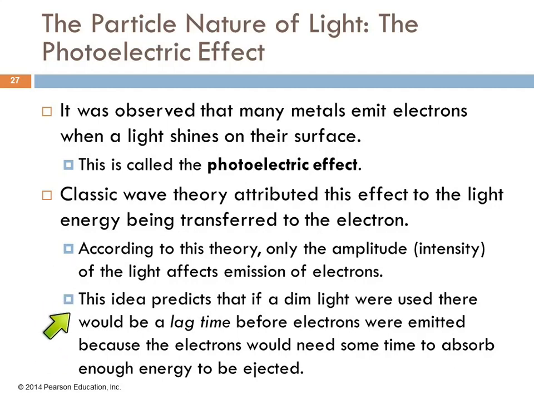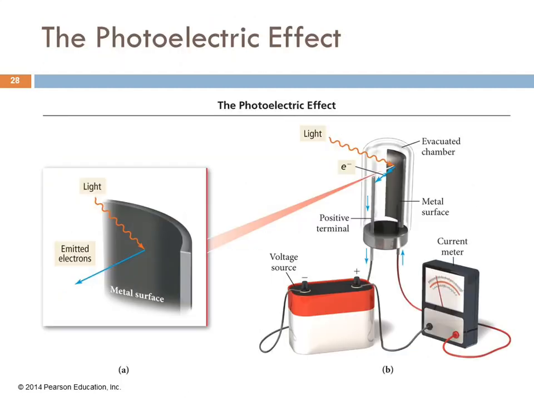So it predicted that if you had a dim light, there would be a lag time, because the electrons are going to have to absorb enough energy. So with the dim light, you're going to have to wait a while before any of the electrons have accumulated enough energy to escape. But what they found was that was not true.